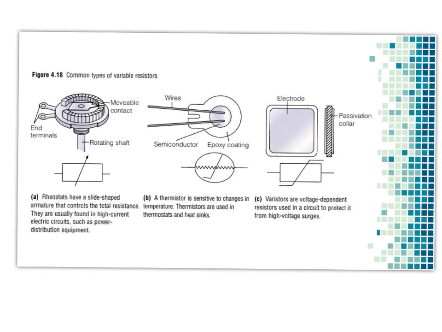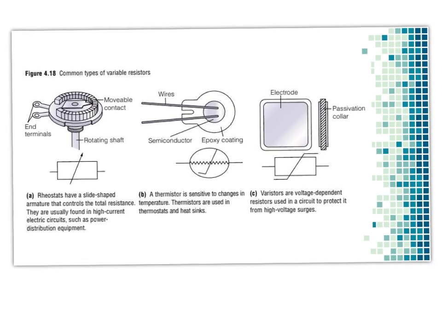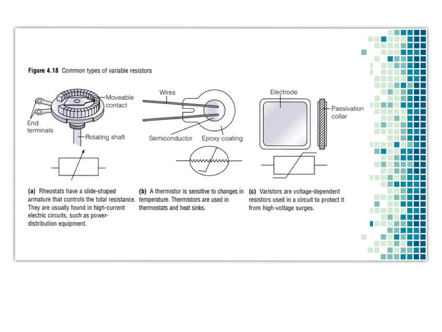This image is straight out of your textbook if you want to take a look at it there. It has a little bit of an explanation as well. So these are the 3 types of variable resistors that we're going to talk about. And here is their symbol. Okay, so add those to your list of symbols that we'd had from earlier.